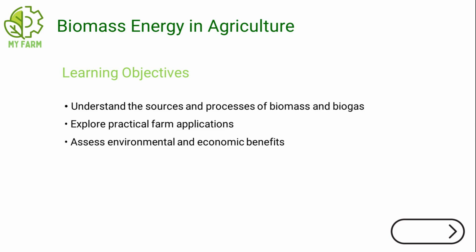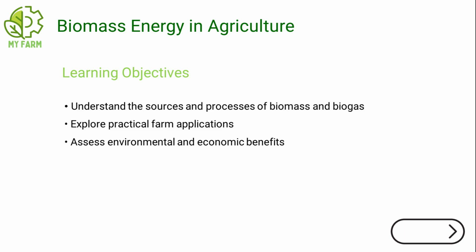In this section, we will explore the core learning objectives of biomass energy in agriculture. By the end of this module, you should be able to identify the sources of biomass and understand how they are converted into energy. Describe the processes of biomass utilization, including direct combustion, anaerobic digestion, and biofuel production. Recognize practical farm applications, from heating and electricity generation to fertilization and fuel for machinery.